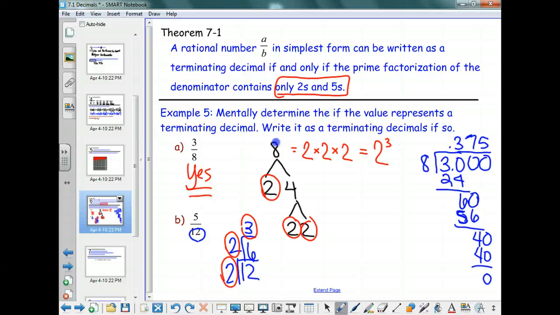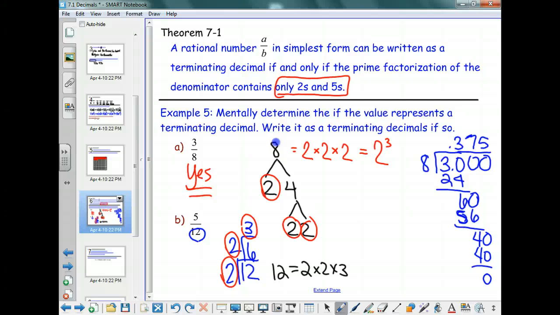All right, so looking at my factors, 12 is now 2 times 2 times 3. Can this be written as a terminating decimal? No, why not? Because it's not just 2's and 5's, I've got a 3 involved, right? And if you grab your calculator, take 5 divided by 12, see what happens.